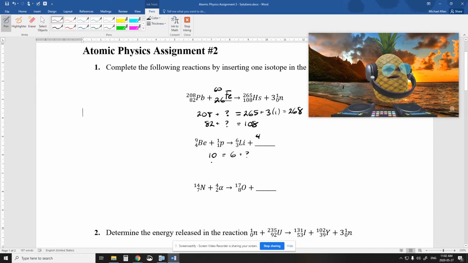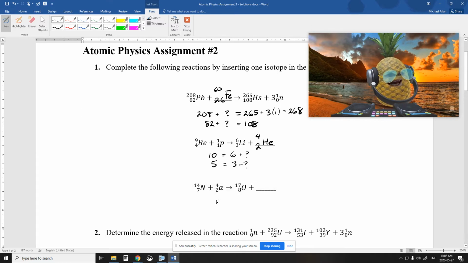Then we got a 5 on the bottom here. We have a 3 plus a question mark. This is a 5, right? So it looks like a 2. So this is going to be a helium nucleus, so alpha particle. If you want to write it differently, you could. Here's an alpha particle too.